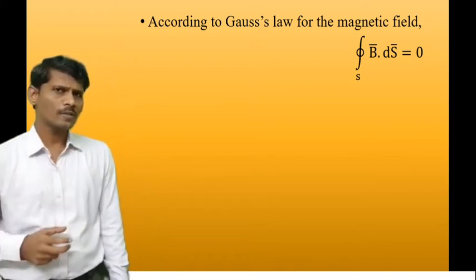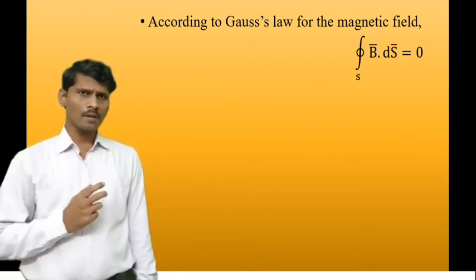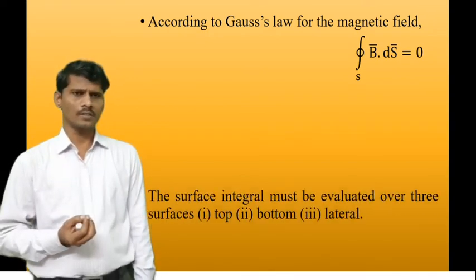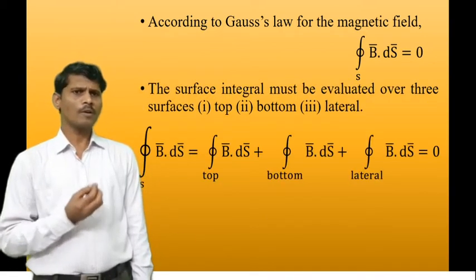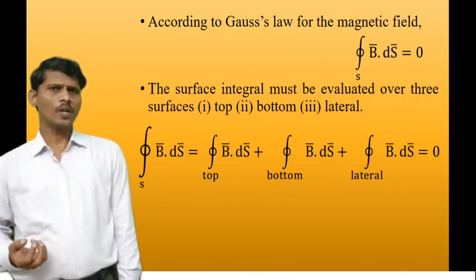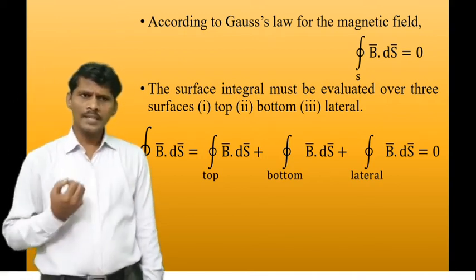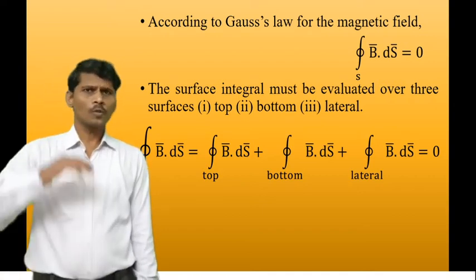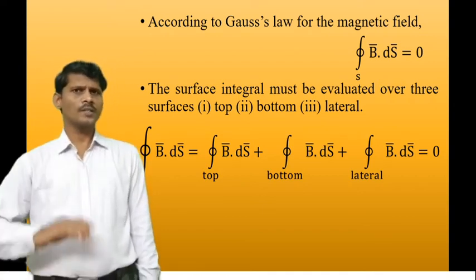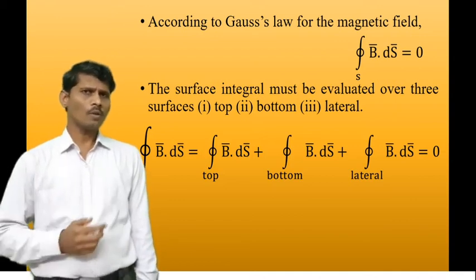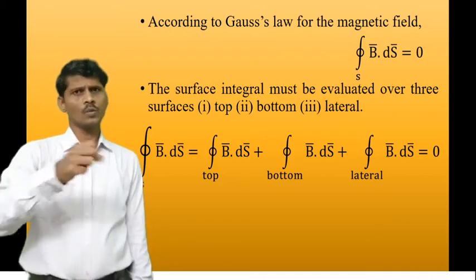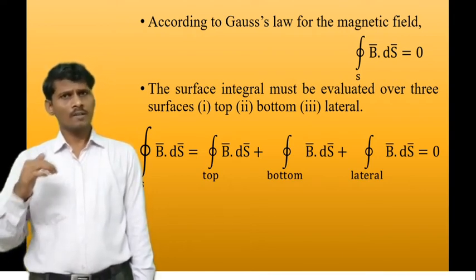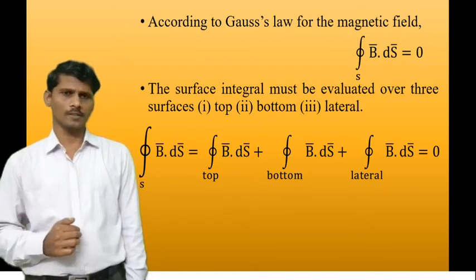So the closed surface integral of B bar dot dS bar can be divided into three integrals: top integral of B bar dot dS bar plus bottom integral of B bar dot dS bar plus lateral integral of B bar dot dS bar. First individually calculate the top surface, bottom surface and lateral surface. Substitute all these three values into this equation. We get the resultant expressions of the normal boundary conditions.